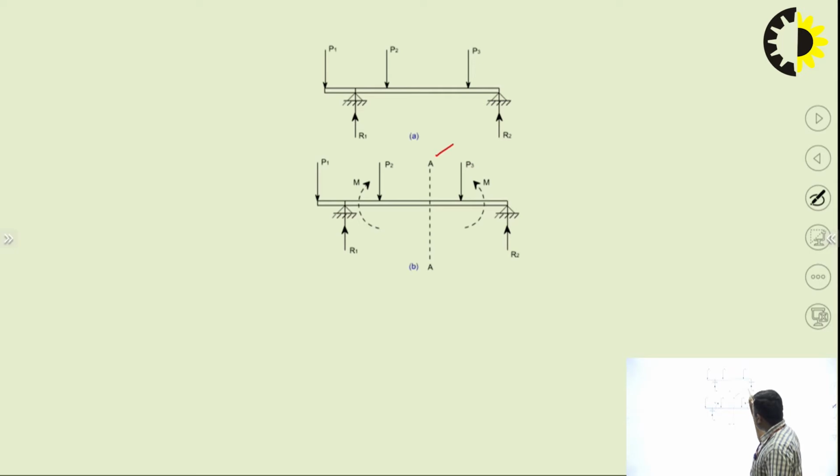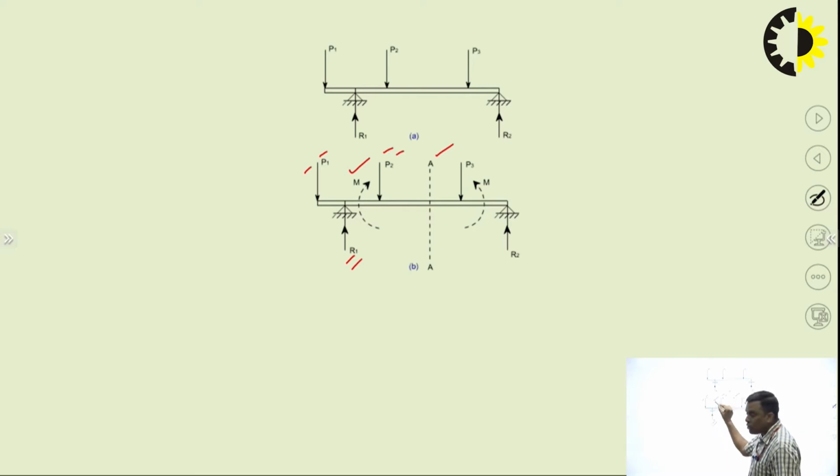I have taken AA as a section. On the left side of the AA section, there are three forces, P1, P2, R1. These P1, P2, R1 are at a certain distance from section AA. So there will be three moments, moment due to P1, moment due to P2, moment due to R1 about section AA. So the algebraic sum of all the moments, because of P1, because of P2, because of R1, the algebraic sum of the three moments will be treated as bending moment. So this is what the bending moment is.